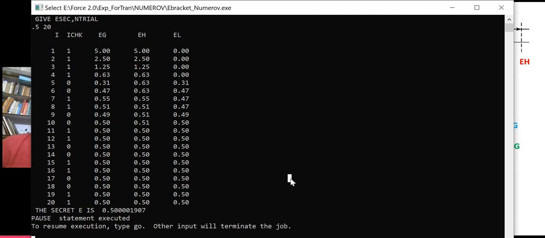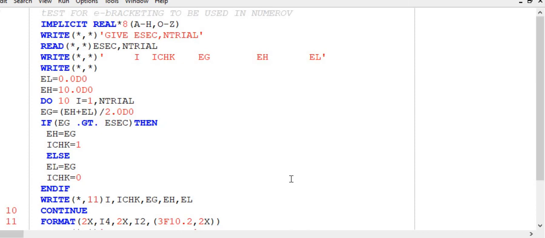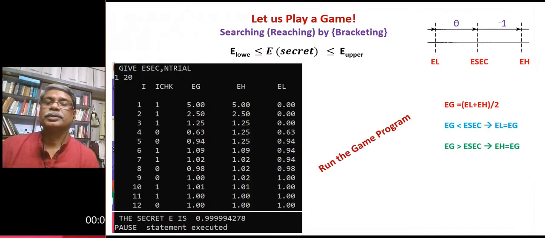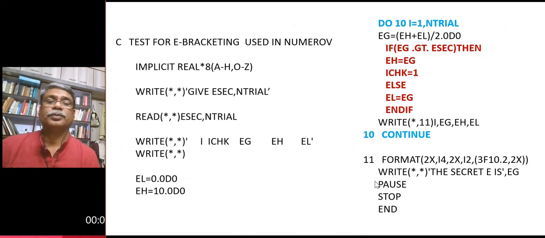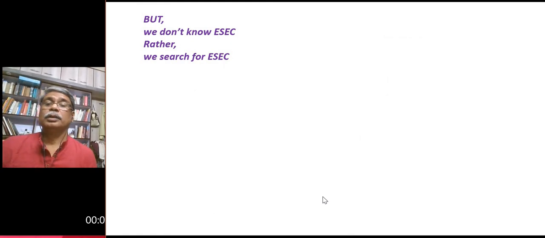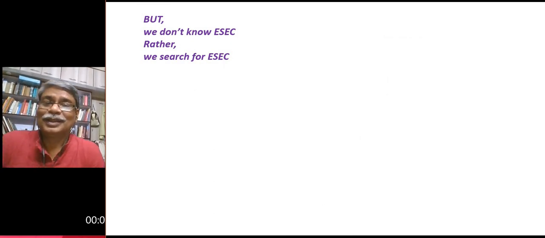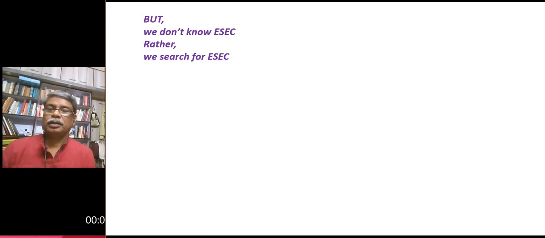Now the question is how we can use this for our purpose. Okay, so let us see. This is the program that I have run, and now the important question: in the earlier game program we supposed that we know the secret E value, and we could apply our logic comparing the EG or guess energy compared to the secret E value.